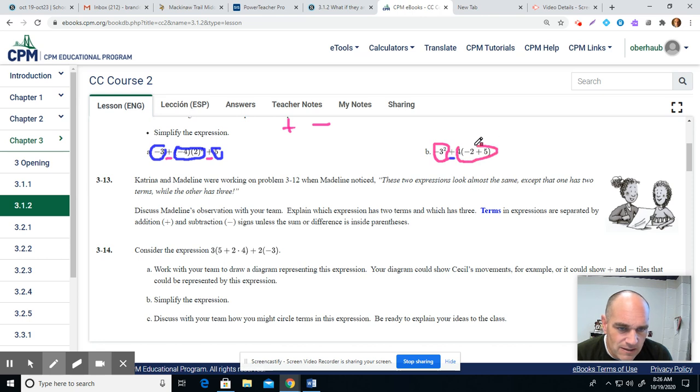And so this is what they're talking about when it comes to terms, that a term can be separated by a plus sign or a minus sign. Notice how this has three pieces, otherwise called terms. This has two pieces, and they're always broken up by plus signs and minus signs.